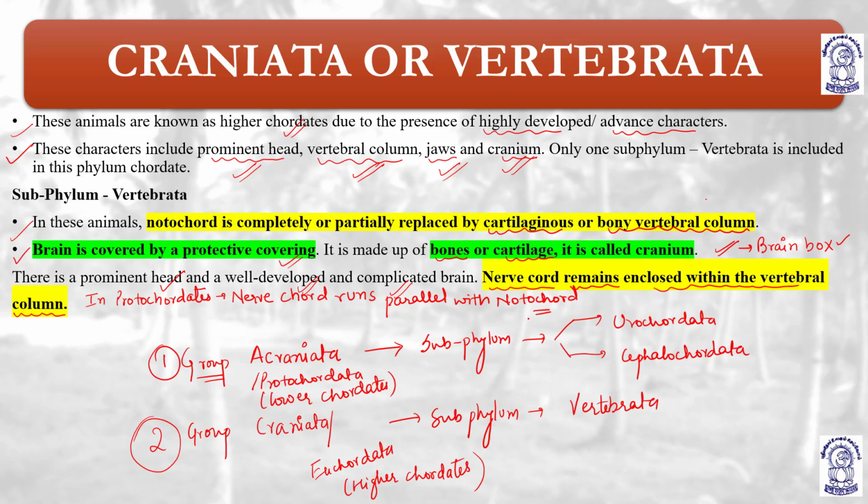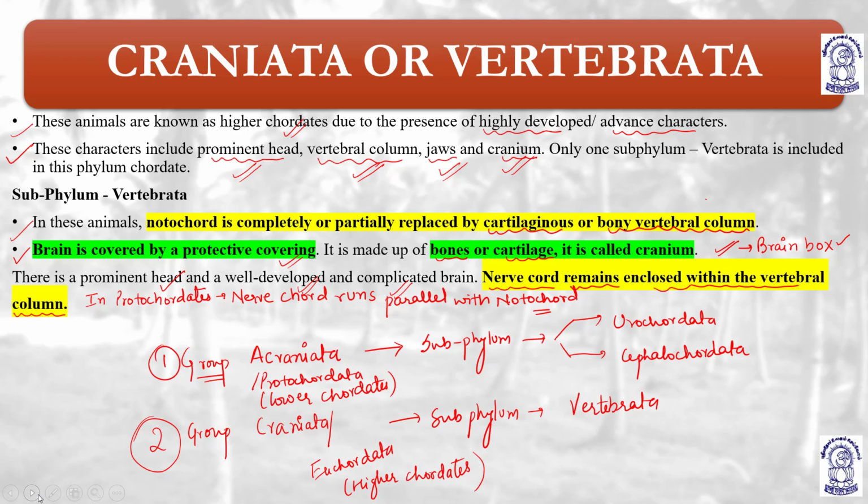But here the nerve cord is enclosed by the vertebral column, which is made up of either cartilage or bone. These are some different features which help you answer the differentiating features of Vertebrata and the protochordates. Understood?